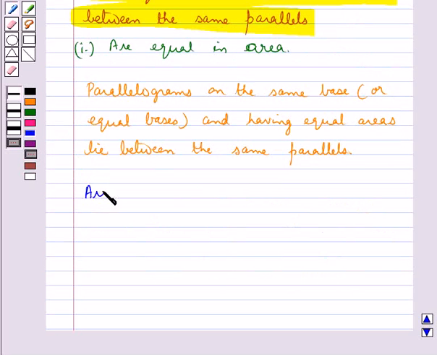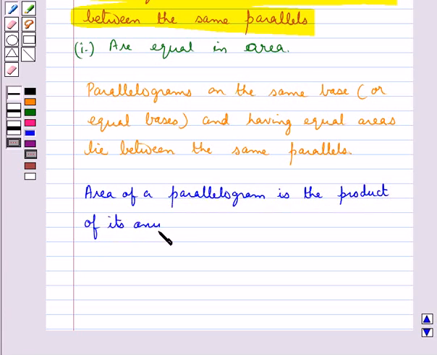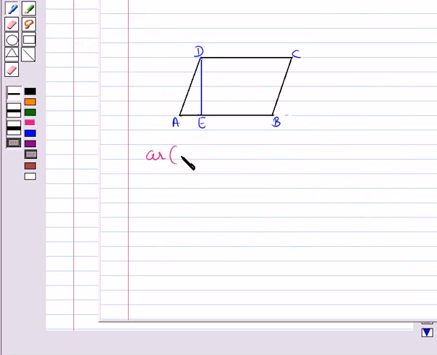And basically, the area of a parallelogram is the product of its any side and the corresponding altitude. Like, the area of the parallelogram ABCD is given by its side AB multiplied by its corresponding altitude, that is DE.